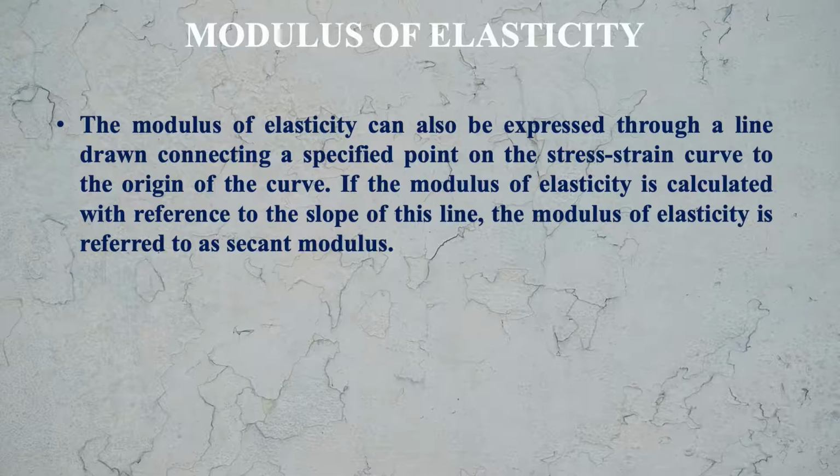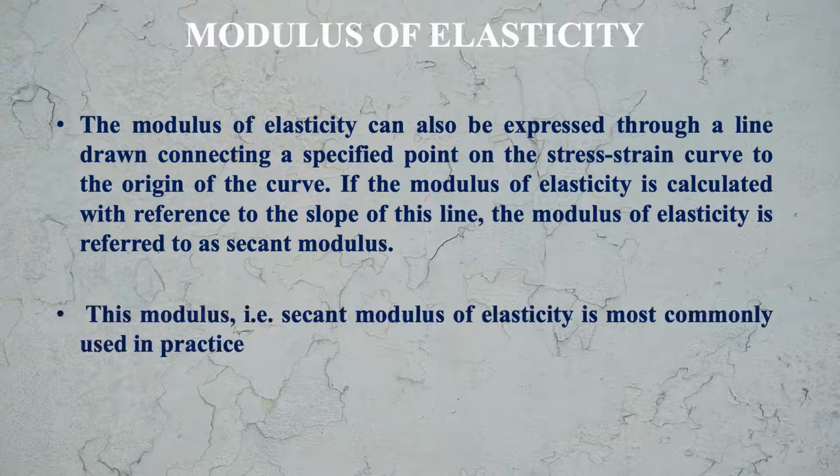The modulus of elasticity can also be expressed through a line drawn connecting a specified point on the stress strain curve to the origin of the curve. If the modulus of elasticity is calculated with reference to the slope of this line, the modulus of elasticity is referred to as secant modulus. So this is secant modulus. This modulus, that is secant modulus of elasticity, is the most commonly used in practice.